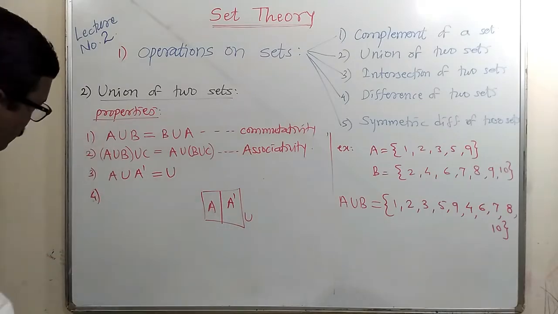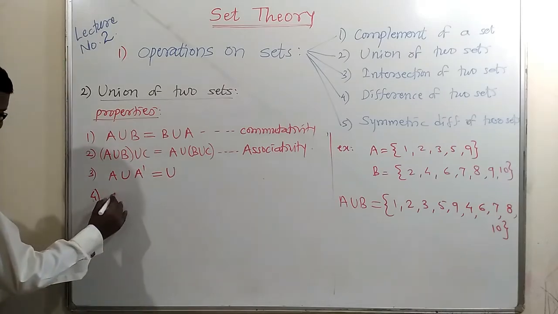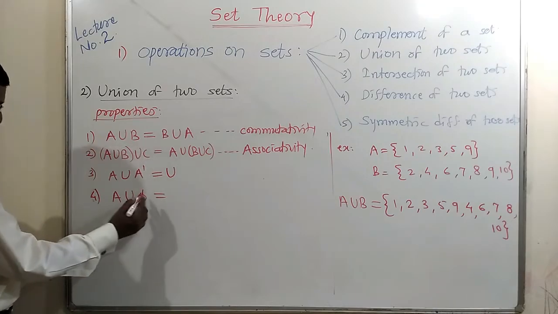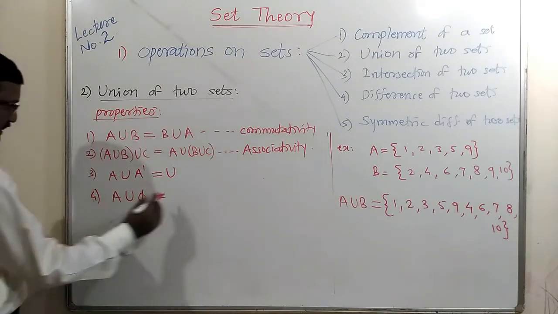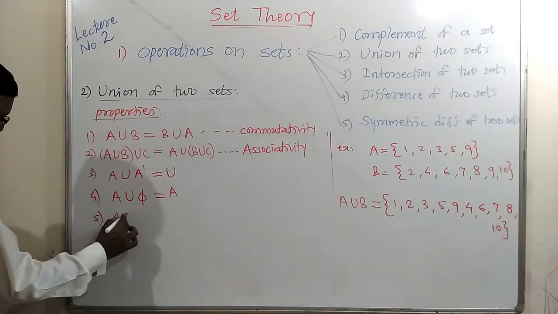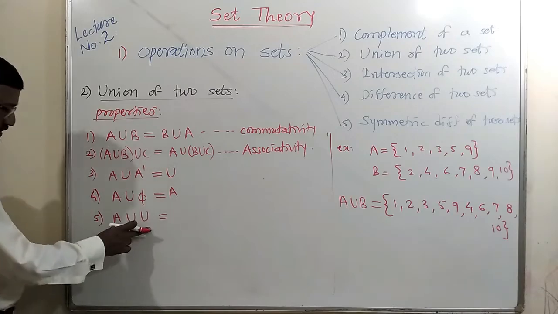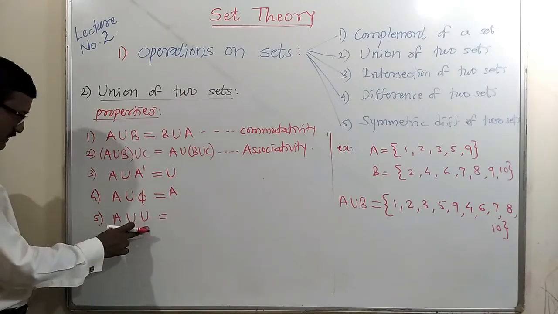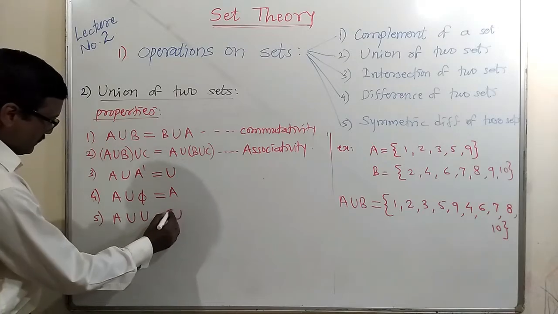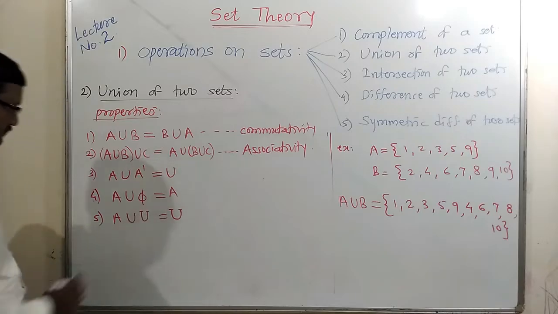Let us see the next property, that is A union phi. As this phi is empty set, its union with A will be A, and A union universal set. Universal set is larger set, it contains all the elements of A also, so you will get here universal set.